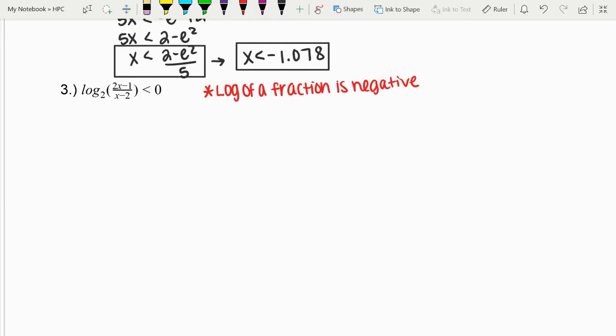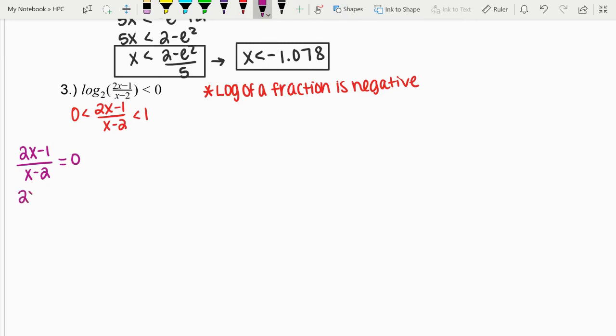That means that we need (2x minus 1) over (x minus 2) to be in between 0 and 1. So I have 0 is less than (2x minus 1) over (x minus 2) is less than 1. That's going to ensure that we have a fraction. Let's take each part and solve them separately. First I'm going to have (2x minus 1) over (x minus 2) greater than 0, but remember we're going to change this to an equal sign, but let's not forget that it was greater than.